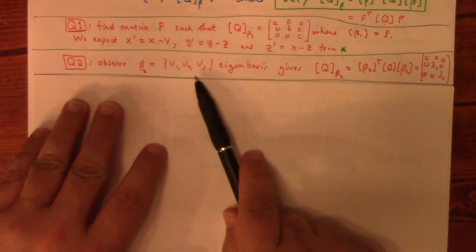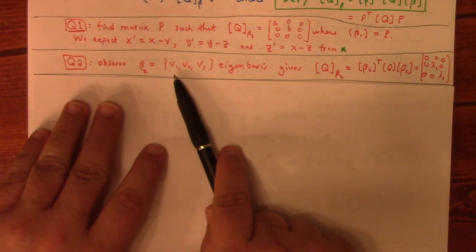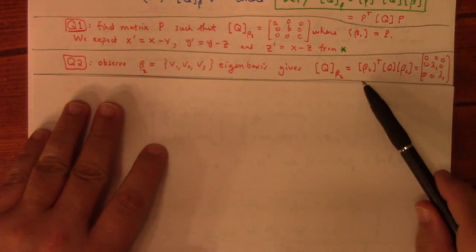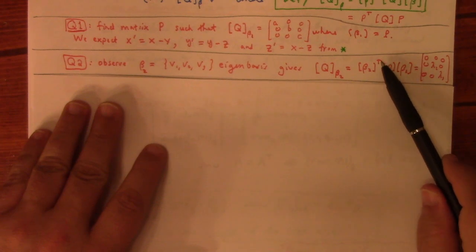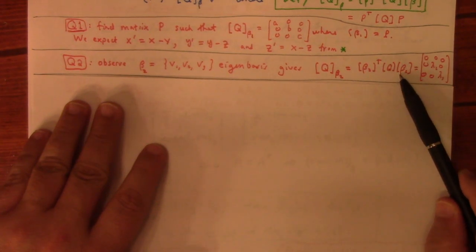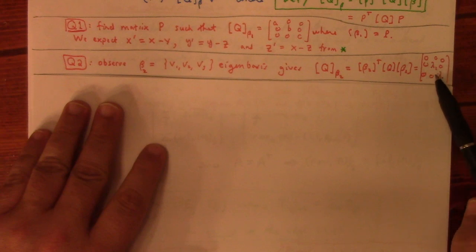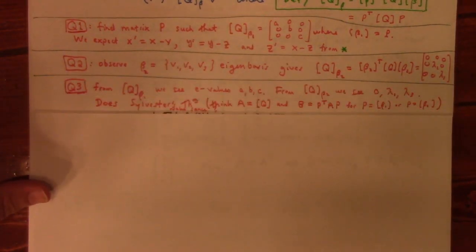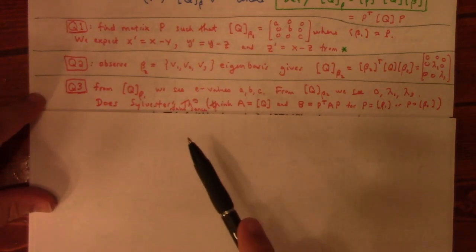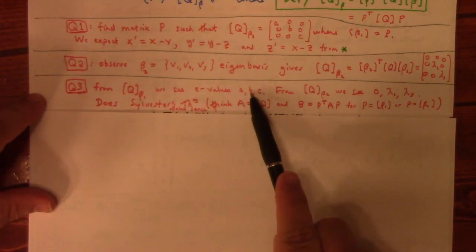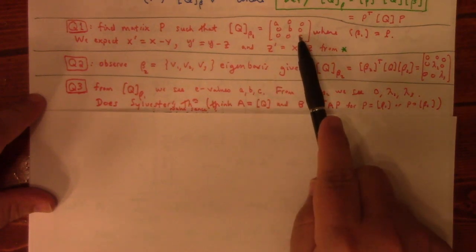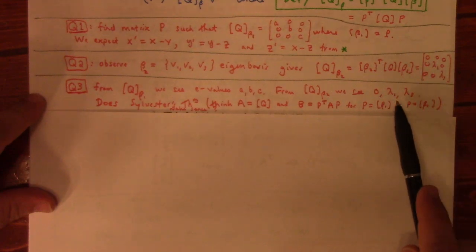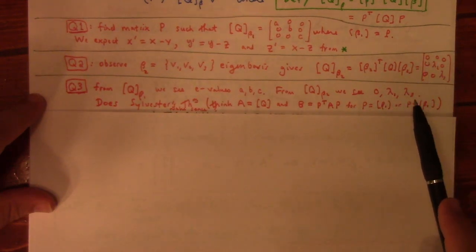Now, on the other hand, we've got a basis beta 2, which has an eigenbasis, right? And we know that it's orthonormal actually, so this is the inverse for what it's worth, and that's actually a diagonalization, and it works out to this, all right? And then question 3: from Q beta 1 we saw eigenvalues a, b, c, the diagonal matrix. That's the eigenvalues in the diagonal. And from Q beta 2, we see eigenvalues 0, lambda 1, lambda 3.